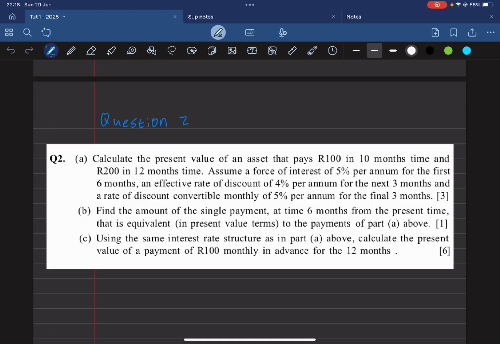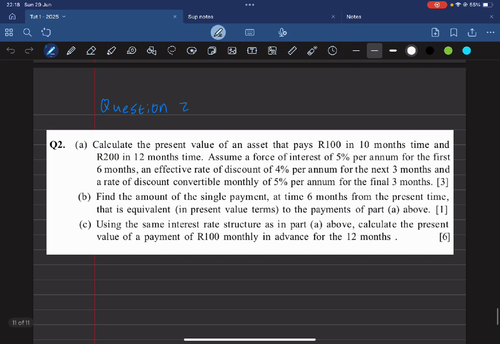Okay, so now we're going to be going through question 2. Question 2a says calculate the present value of an asset that pays 100 Rand in 10 months and 200 Rand in 12 months' time. Assume a force of interest of 5% per annum for the first 6 months, an effective rate of discount of 4% per annum for the next 3 months, and a rate of discount convertible monthly of 5% per annum for the final 3 months.